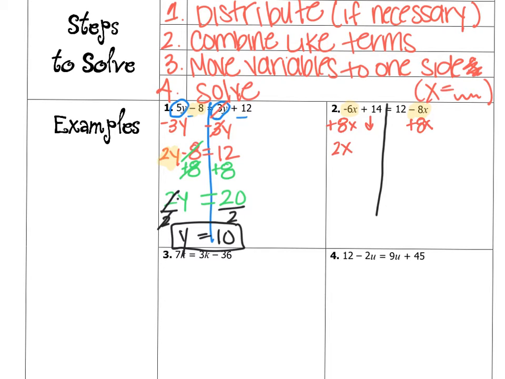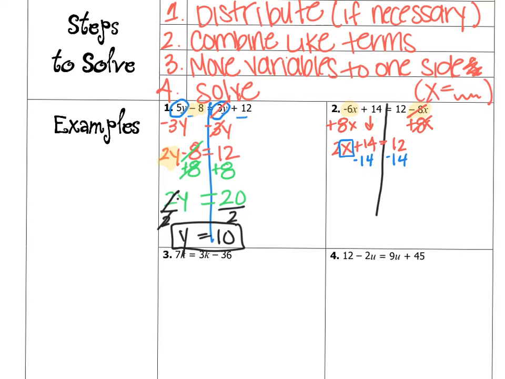I still have this plus 14, and it's still going to equal 12. My negative 8x and positive 8x cancel. So then from here, I can solve this two-step equation. To get this x all by itself, I'm going to have to first move the 14. Since it's being added, I'm going to subtract 14 and put it on the other side.